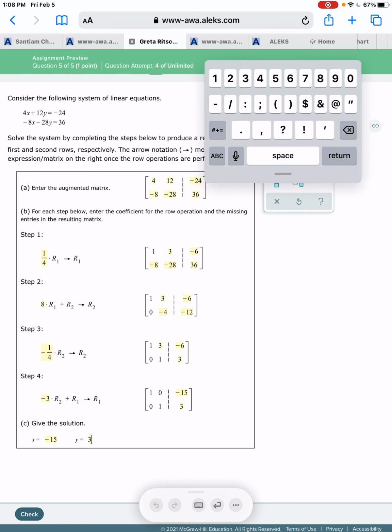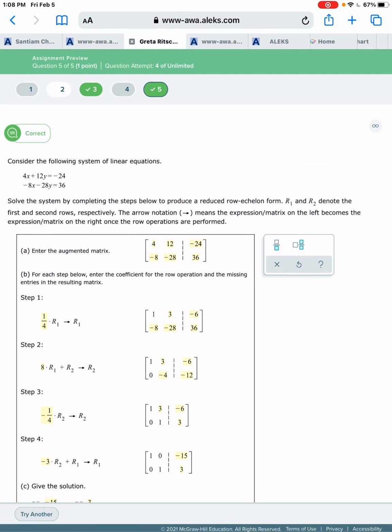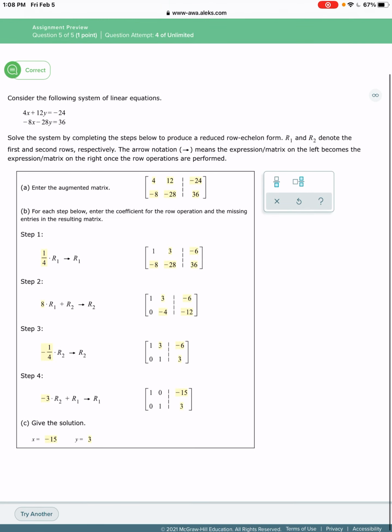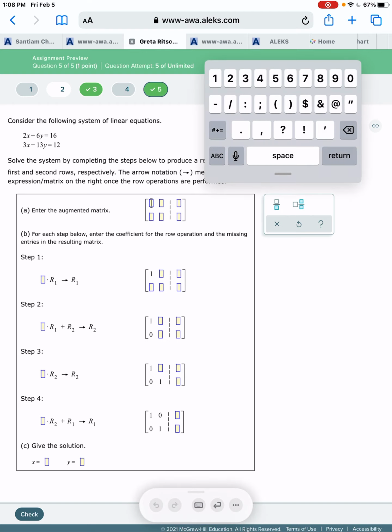I'll see if I made a number error somewhere. Yay, okay, very good. I'm just going to go ahead and do another one in case you need to see a little bit more. And it doesn't hurt me to practice either. Okay, so we're entering the numbers here, 2, negative 6, 16, and the bottom one is 3, negative 13, and 12. Just the coefficients that come right off the original equations.